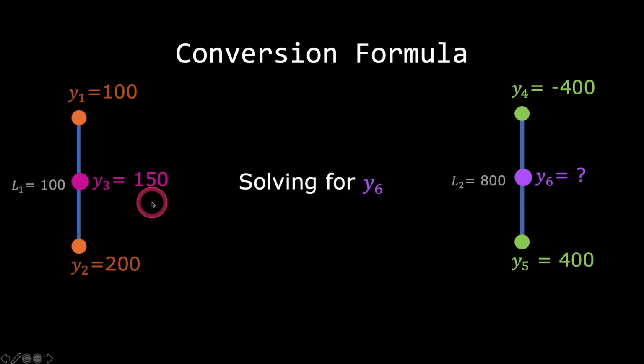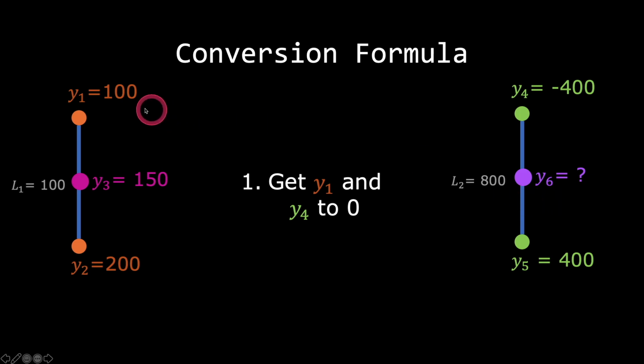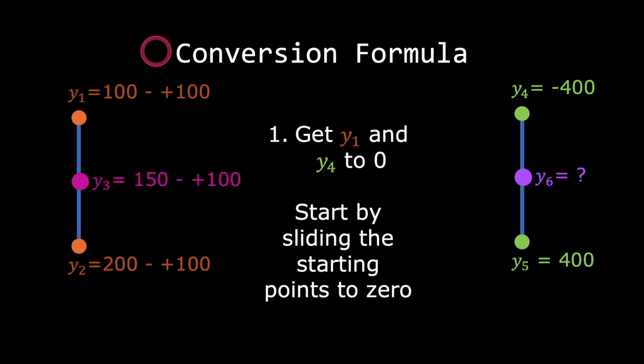Now we would like to convert this range into our new range where y4 is negative 400, which means that our ball is going up. y5 equals 400, which means that our ball is going down. And notice here that the length of our new range is 800, but we don't know what y6 is. So let's go ahead and create that formula. First we must get y1 and y4 to 0. You can think of this as sliding our range to 0 while keeping the length the same.